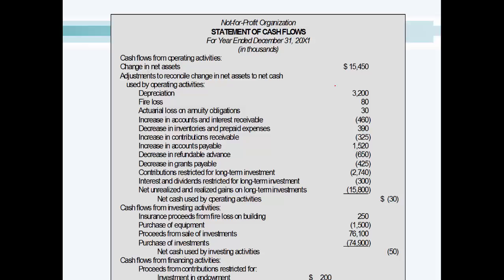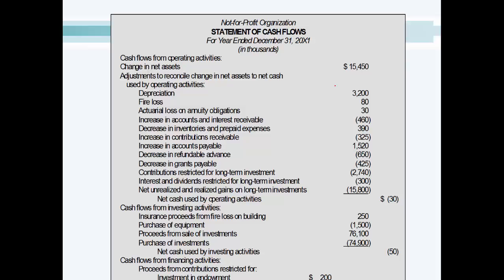Okay, so we go ahead and we have that 15450, and then we start like you do with the indirect method, add back depreciation, then what? Decrease in inventory, all our current assets, current liabilities. We calculate the change in those and make our adjustments to cash provided by operating activity, or I guess in this case used by operating activity, right? Is this the indirect method?